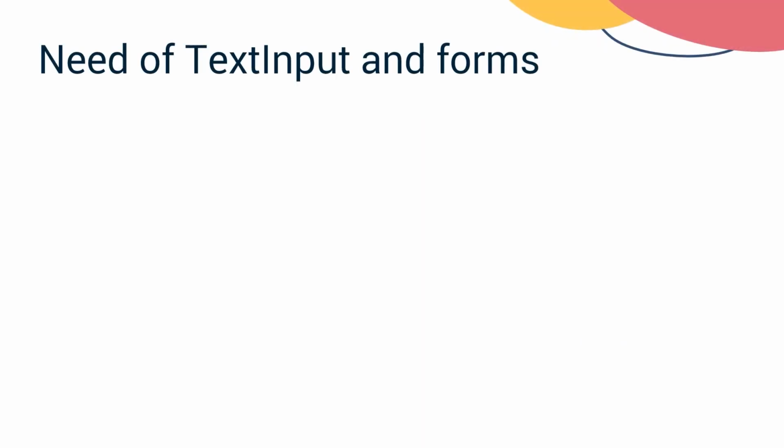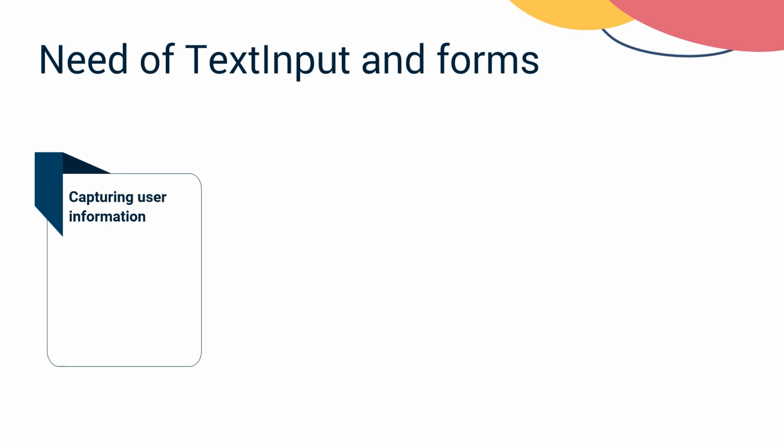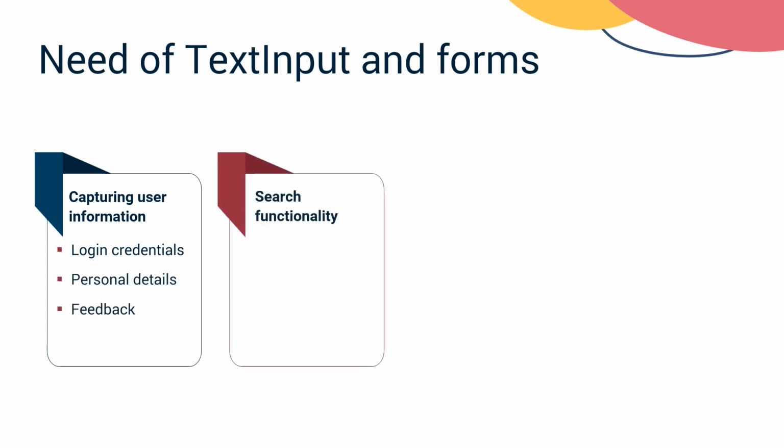Text input and forms are the primary means for users to interact with and provide data to the application. They can be used in various ways as follows. Capturing user information: text input and forms allow users to enter and submit information, such as login credentials, personal details, or feedback. Search functionality: they enable users to search for content, products, or other items within the app.